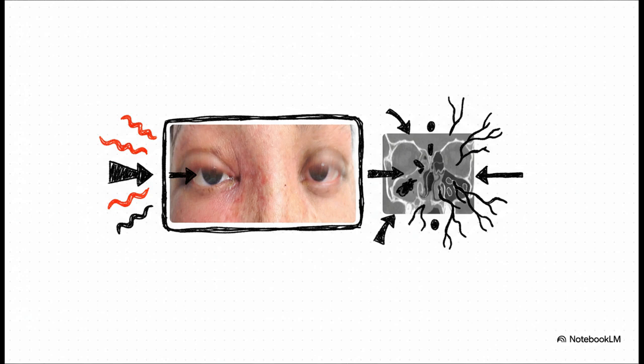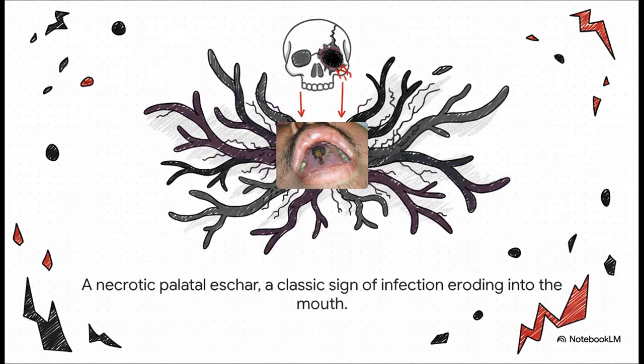The external swelling on the left, that is a dire warning. The CT scan on the right reveals why. The fungus has completely invaded the sinuses and is eating through soft tissue and bone, making its way toward the eye and eventually the brain. And this is where it gets truly terrifying.